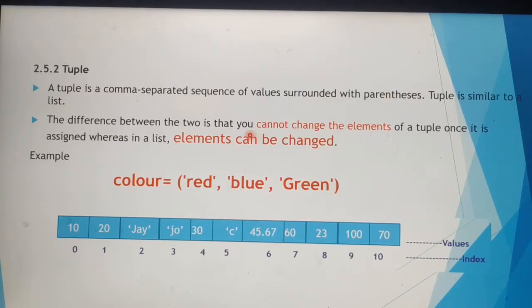Tuple is similar to a list, but the difference between the two is that you cannot change the elements of a tuple. The tuple elements cannot be changed. Once you assign the elements, cannot be changed again. But the list elements can be changed. These elements can be changed to other elements, or you can insert new elements between two list elements, or can delete some elements also. This is the main difference between list and tuples.